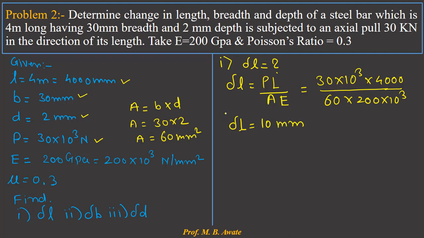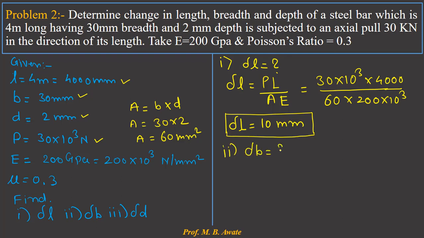So this is our first objective, and we have done with this. We got the value for delta L now, which is equal to 10 millimeter. Now after finding out the value for delta L, the next thing is we have to find out delta B.